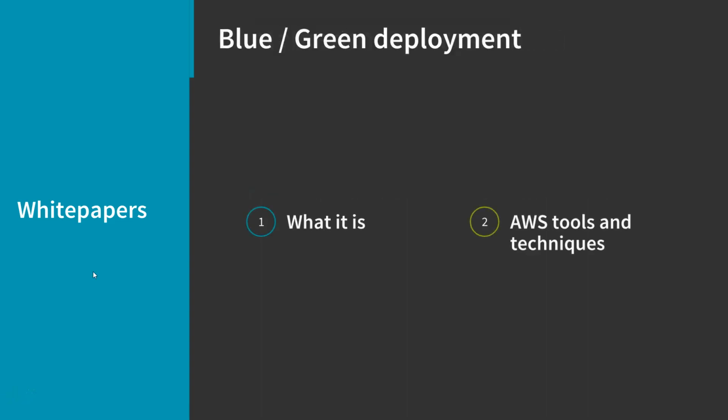And then finally is the white paper on blue-green deployment. Now, we have covered blue-green deployment in this course, but it definitely wouldn't hurt to give this white paper a look, specifically focusing on what blue-green deployment is and how to implement it using different AWS tools and techniques. And if all of that makes sense, then feel free to move on.